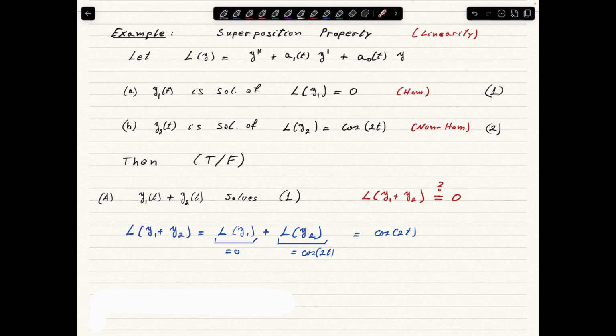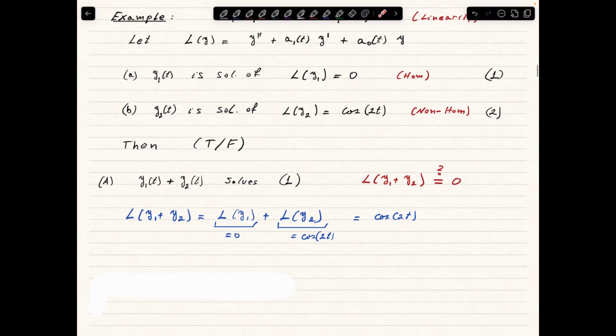So the original function is a solution of equation 2, isn't it? So let's summarize it here. This implies that L acting on y1 plus y2 is actually cosine of 2t. This is equation 2. So, is it a solution of equation 1? No, it's not. So, false.